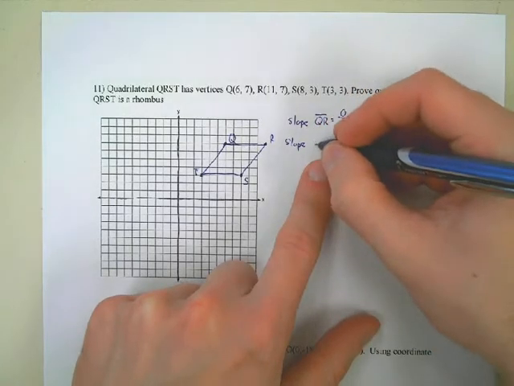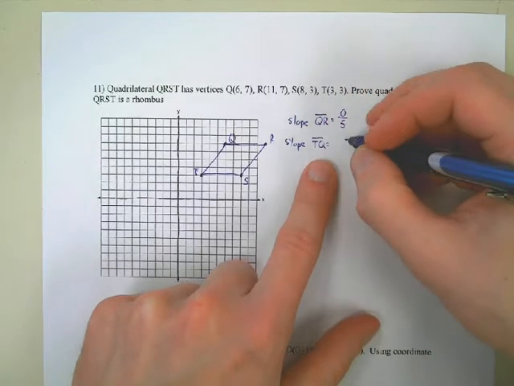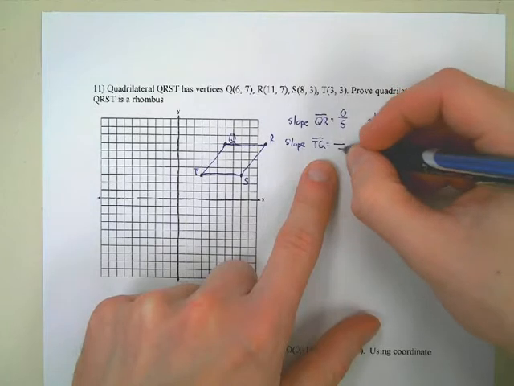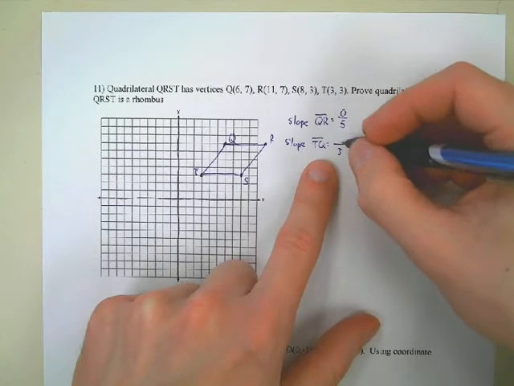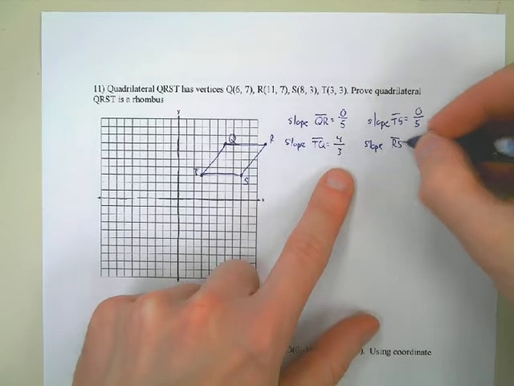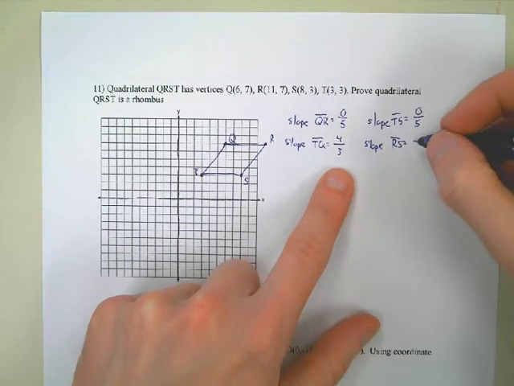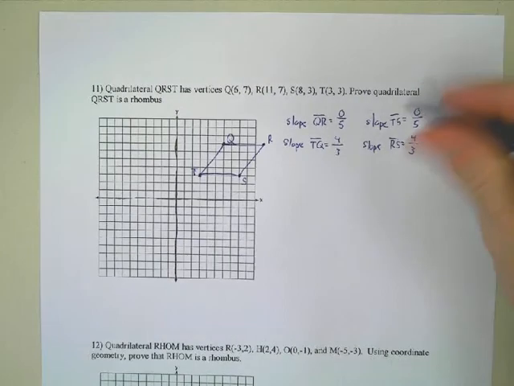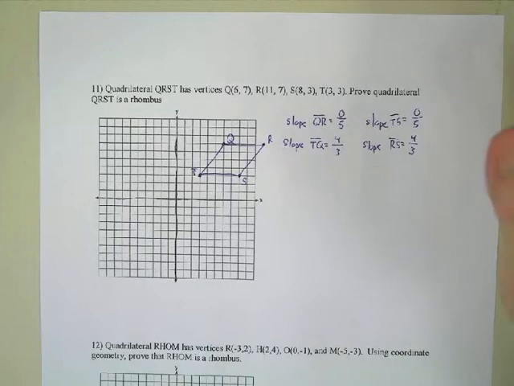Slope of TQ, run of 3 and a rise of 4. And the slope of RS, run of 3, rise of 4. Alright, so with that calculated, Mary, what can we say?